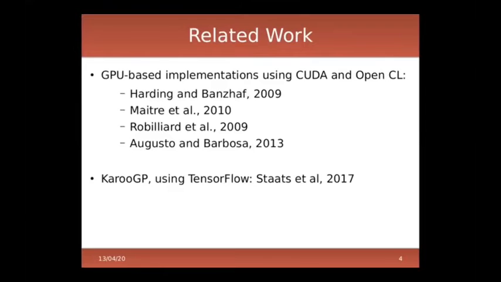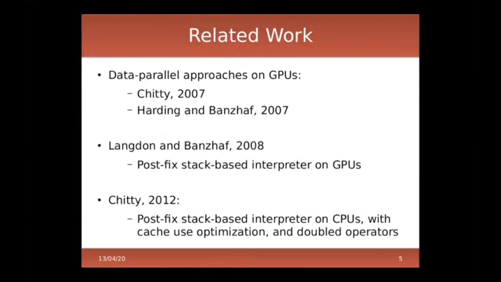So, some related work. Most applications rely on GPU-based implementations of GP. Most of them use CUDA or OpenCL. Here we have some examples. There's also a framework called KerasGP that uses TensorFlow from Python, and they all run the evaluation process of GP on GPUs. There are also some data parallel approaches that use data parallel features from GPUs to run the evaluation process of GP.